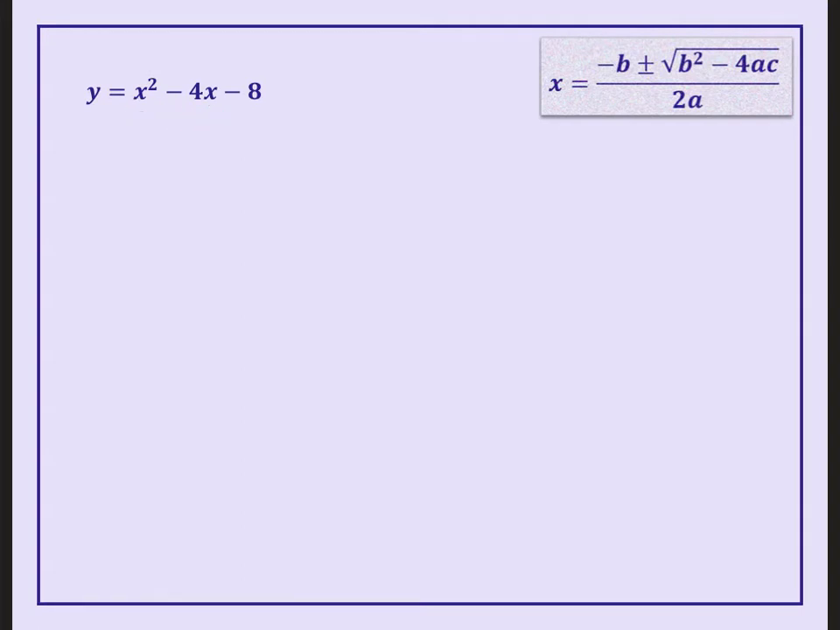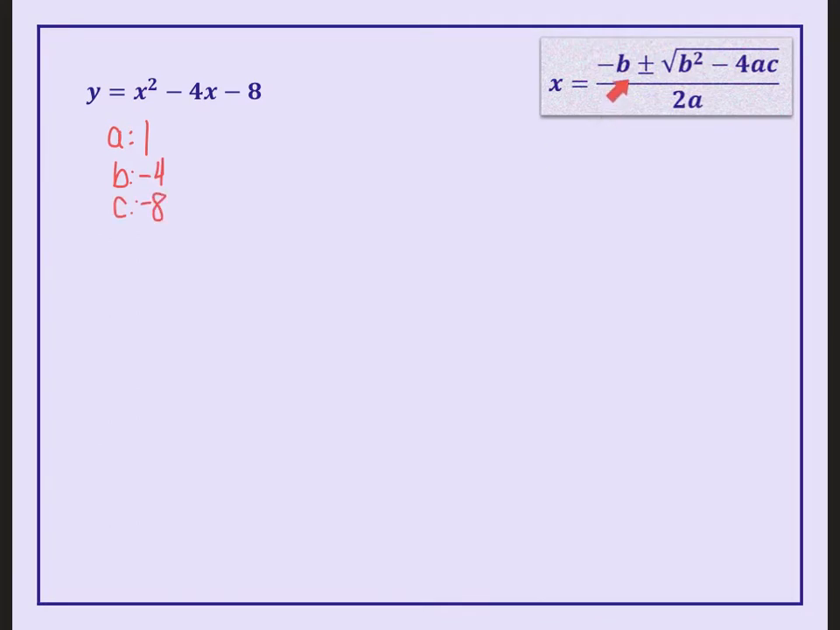Next, I would start off by labeling my terms A, B, and C. A is always going to be the number that's in front of your x squared. B is always going to be the number that's in front of x. And C is always your constant. It's your number that doesn't have a variable. So our A value is 1. Our B value is -4. And our C value is -8.